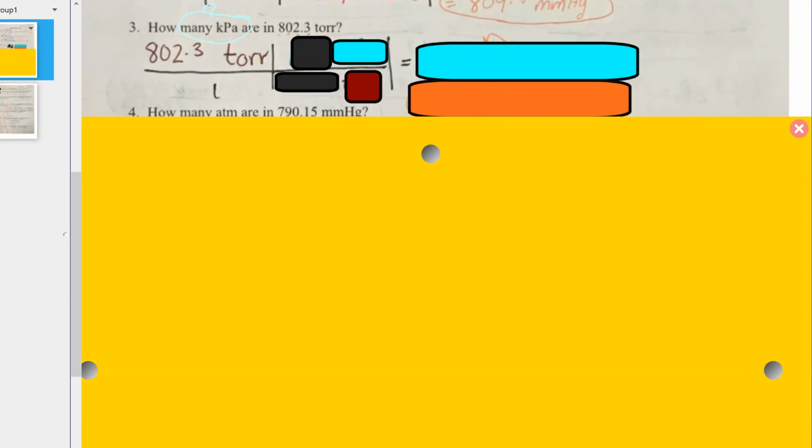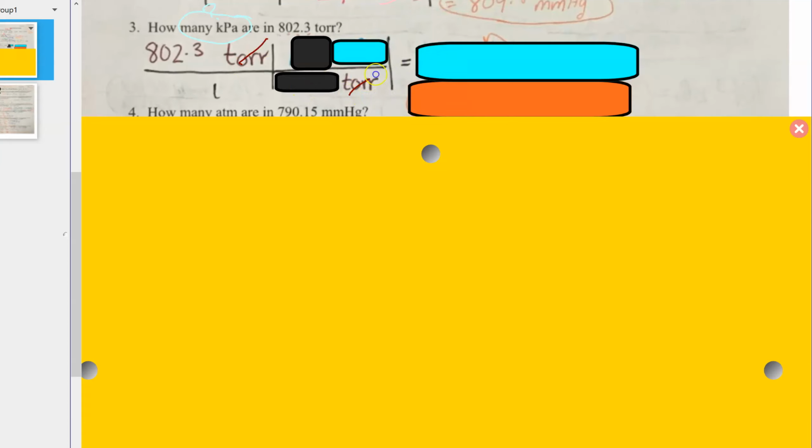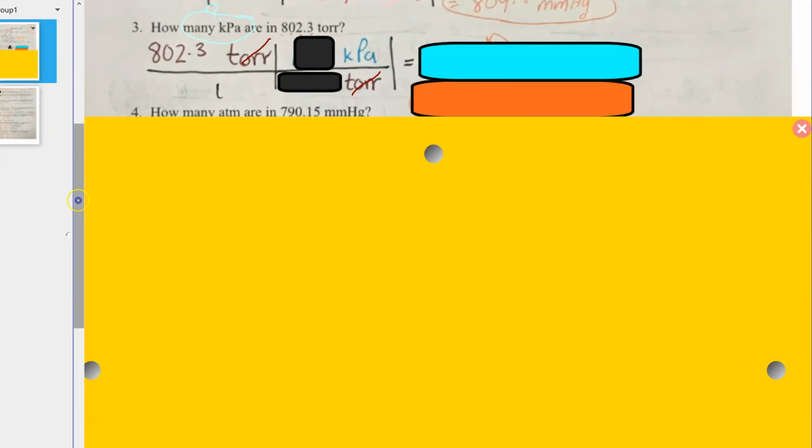So we have 802.3 torr. It's in the numerator. We got it over 1. We want to cancel it. So before we put any units in, we've got to put torr down here to get it to cancel. Do you see how if it's in the numerator and in the denominator, that when I multiply those fractions, it will cancel out? So if I want to get rid of torr and get to kPa, where does kPa go? kPa goes right on top. Now I got to find that conversion factor. Where does that come from? Very top of your page.